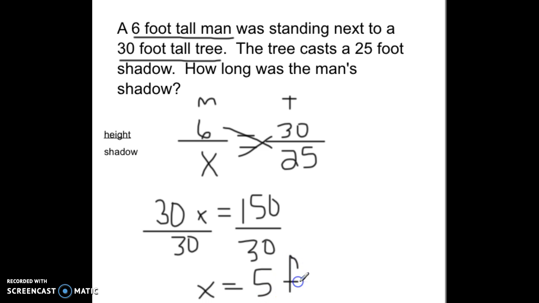So the man's shadow was 5 feet. And let's check, does that make sense? The tree was 30 feet, it had a 25-foot shadow, so the shadow was shorter by just a little bit. Same thing happens with the man. His shadow is just a little bit shorter than he is.